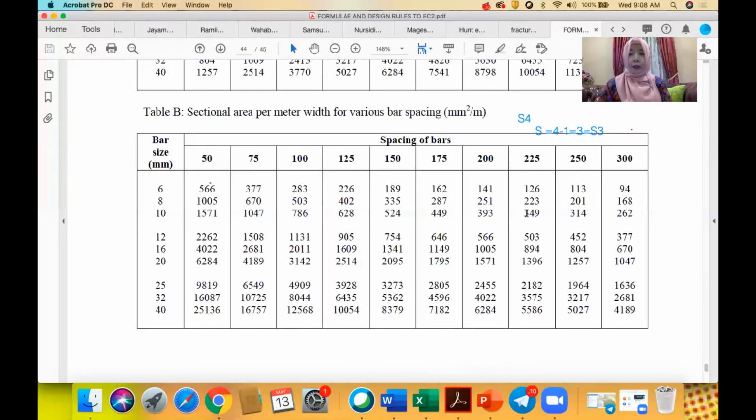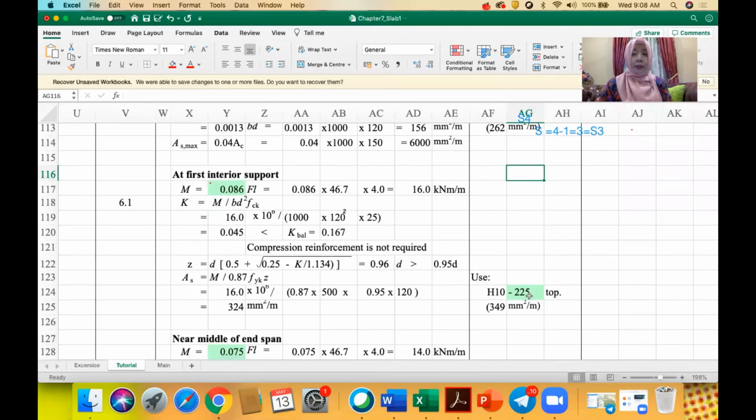324, therefore 349 with the spacing 225. Therefore H10 225.